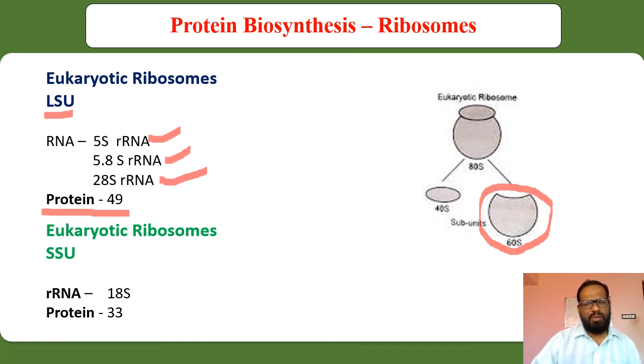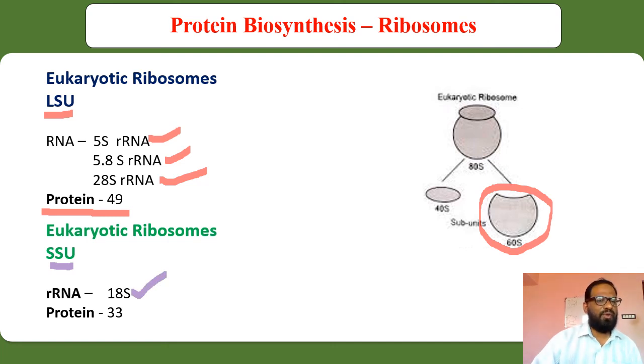Now we will move to the next, that is the eukaryotic ribosome. In the eukaryotic ribosome, this is the small subunit of the ribosome. It is the 40S subunit, and if you take the small subunit, you will find that only one type of RNA is present, that is called the 18S.